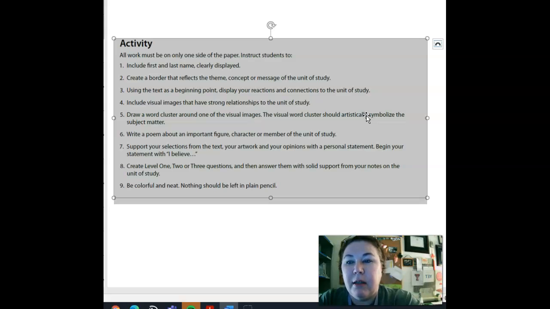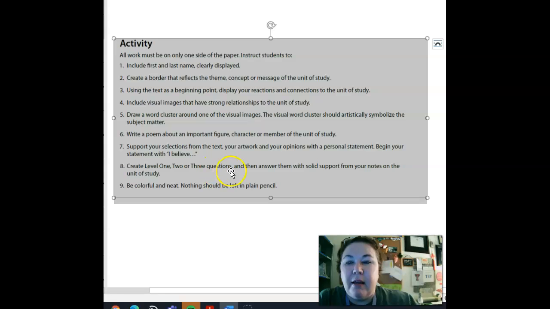Support your selections from the text, your artwork, and your opinions with a personal statement. Begin your statement with I believe. So you're going to make a personal statement. So after your poem is about one character, then you're going to have a personal statement.